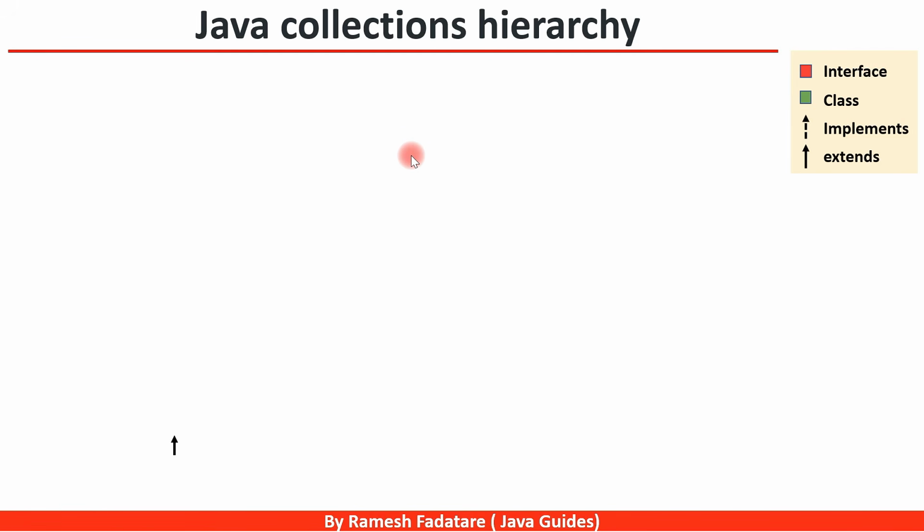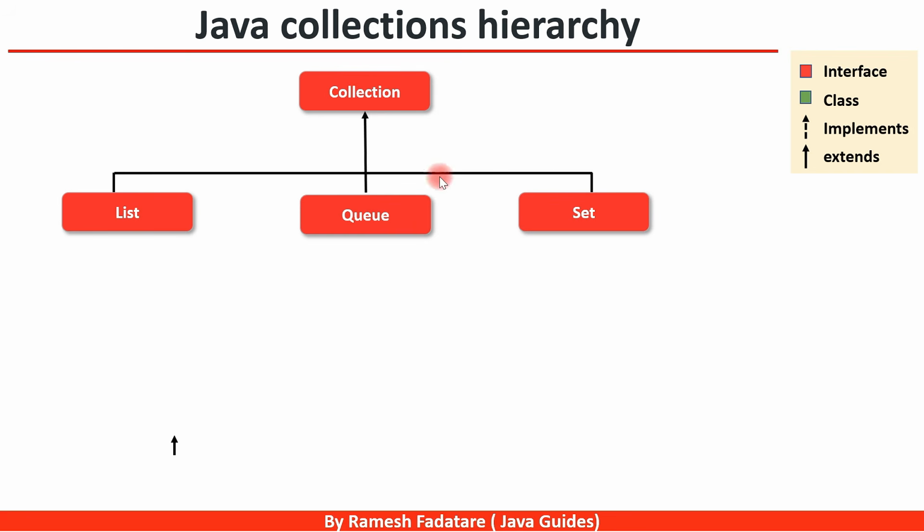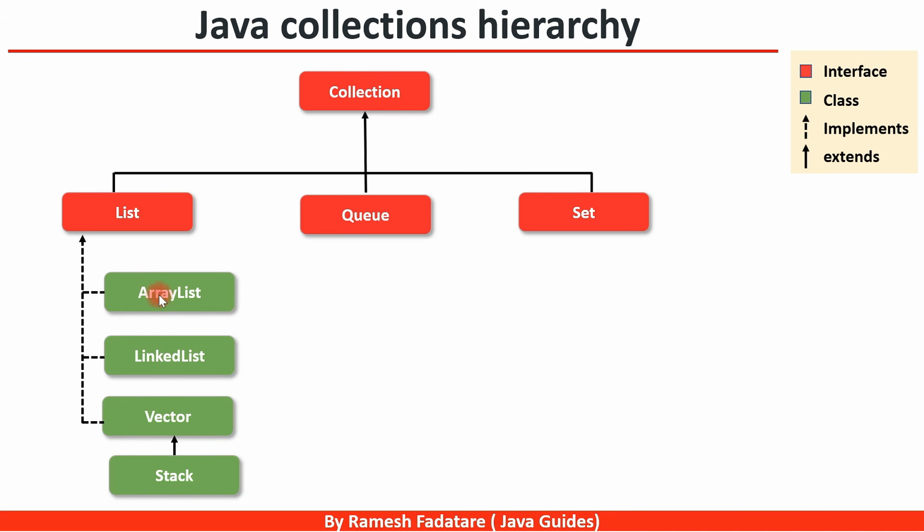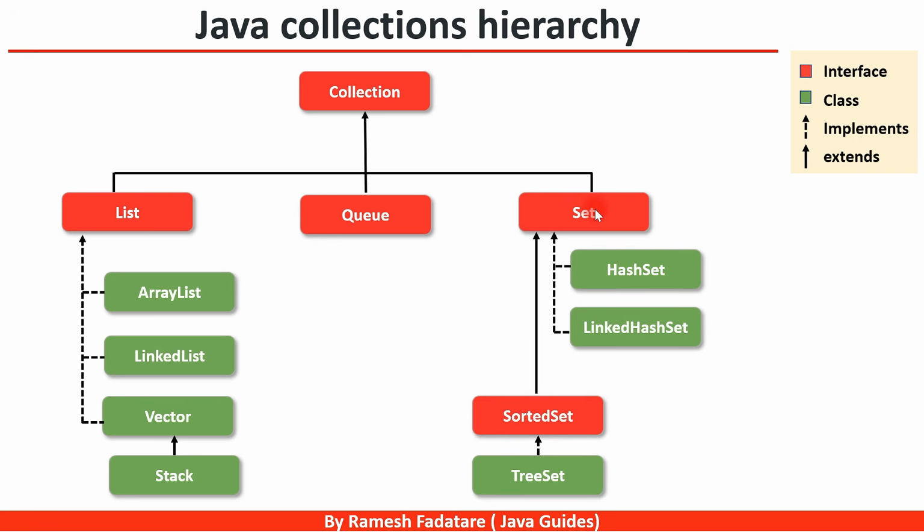Now let's take a look at the Java collections framework hierarchy. First we have Collection, which is basically the root interface in the Java collections framework hierarchy. And we have List, Queue, and Set. These are the sub-interfaces of the Collection interface, which extend it. Here we have ArrayList, LinkedList, Vector, and Stack. These are the concrete, commonly used implementations of the List interface. And here we have Set implementations like HashSet and LinkedHashSet. These are the two commonly used implementations of the Set interface.